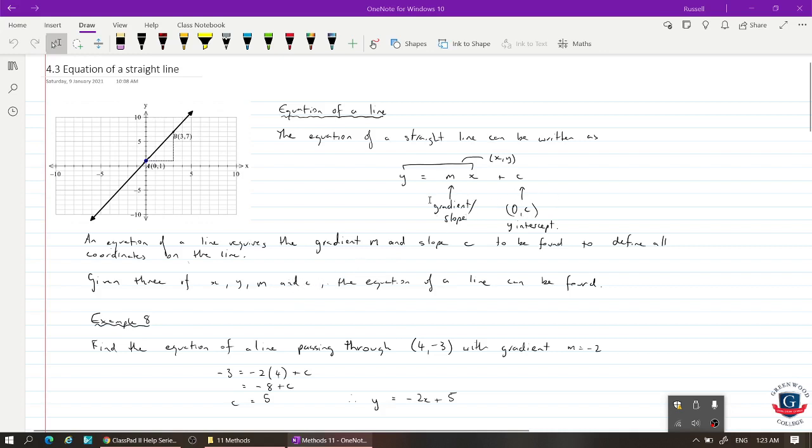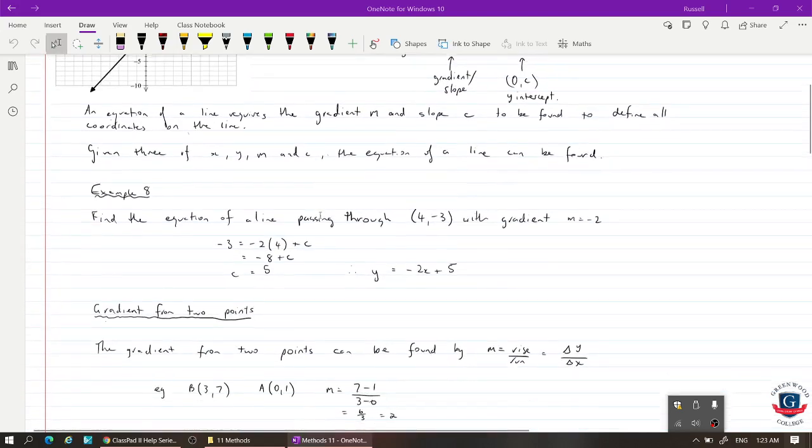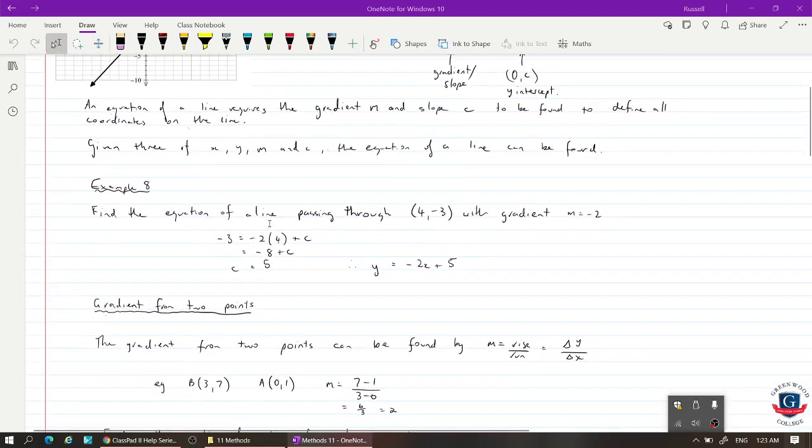So although we think of these as three different things, there are actually four components in that we've got x, y, m, and c. We tend to pair these two together. So let's look at our first little problem here. Find the equation of a line passing through (4, -3) with gradient m equals -2.